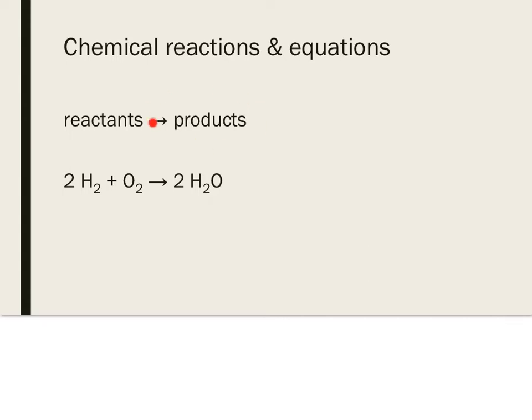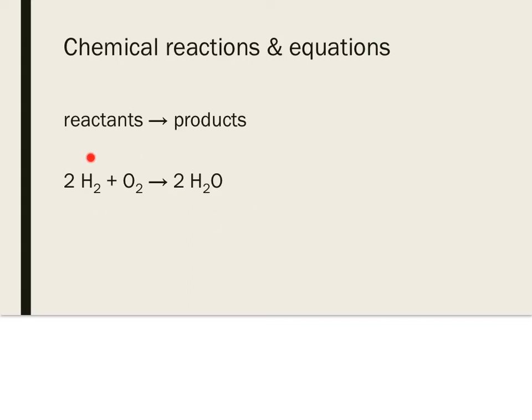Okay, products are the substances that the starting substances are transformed into. They are the substances that are produced by the reaction. So they go after the arrow, all right? They're going to be on the right-hand side. So you have these reactants on the left, and they yield or produce the products.